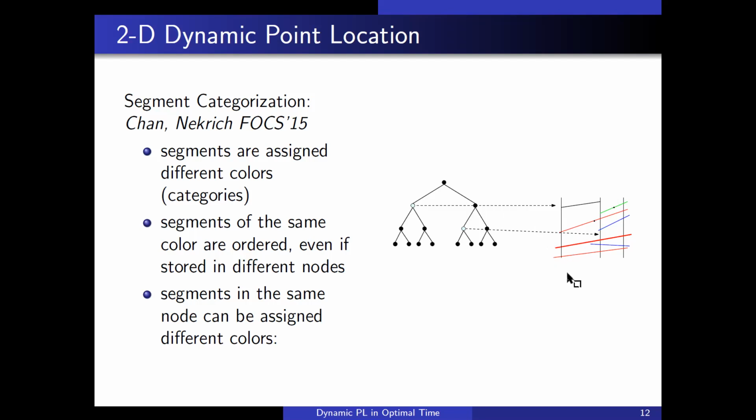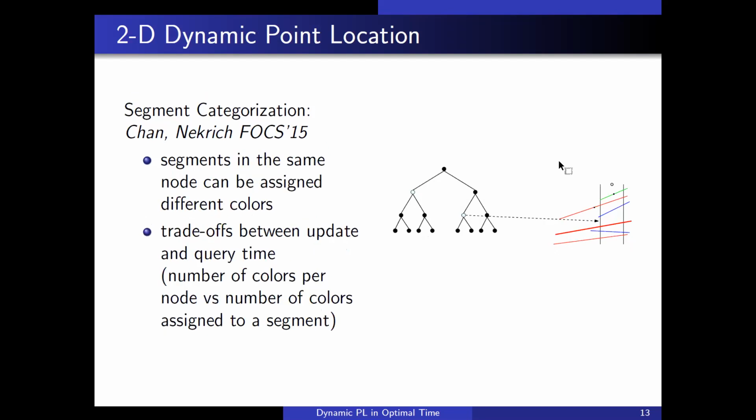So we cannot maintain the order of all segments, but we can maintain the order of segments of the same color, even if they're stored in entirely different nodes. However, there is one drawback associated to this approach. We do not know the global order of all segments in this slab. We just know the order of segments of the same color.